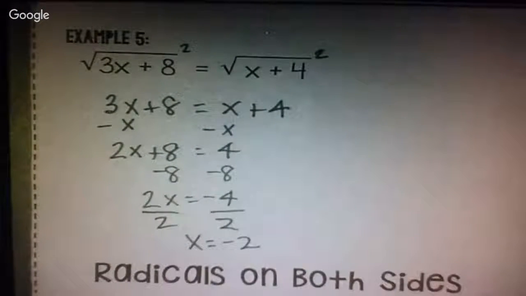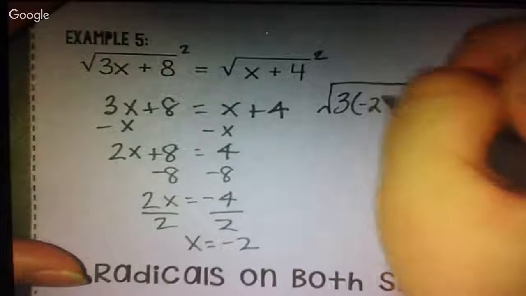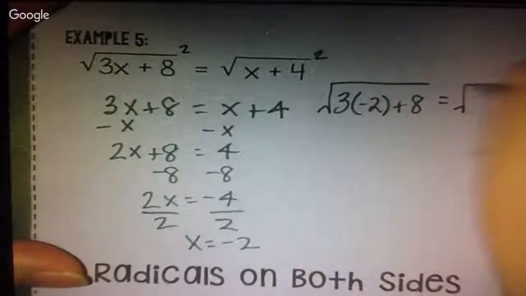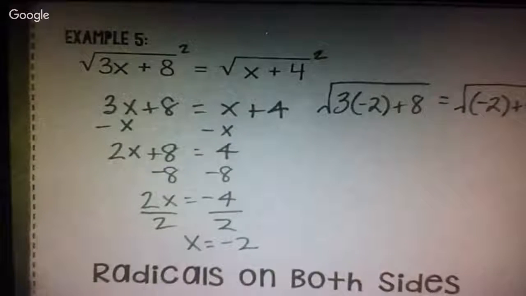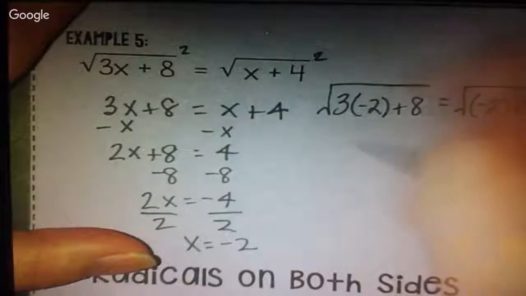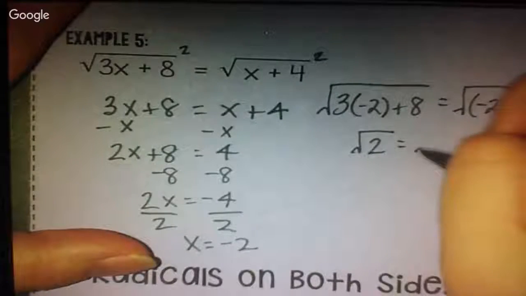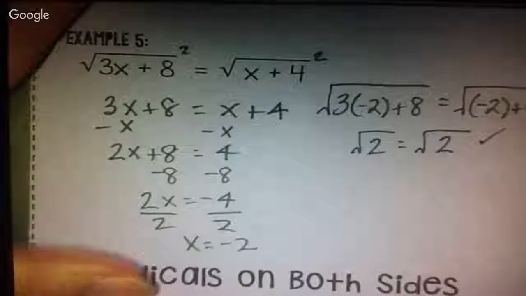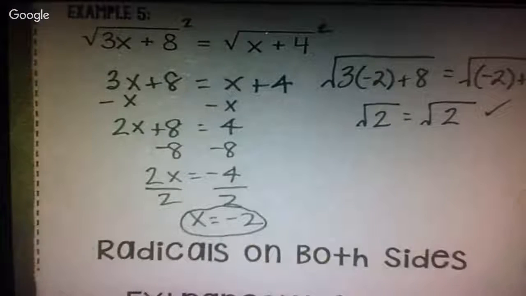Excellent. Again, we now plug this in and make sure it works. So we've got the square root of 3 times negative 2 plus 8, and on the other side, the square root of negative 2 plus 4. So negative 6 plus 8 gives me the square root of 2. And on the other side, negative 2 plus 4 is 2. Square root of 2 equals the square root of 2. So x equals negative 2 is your answer. So they just have to match up? Yep. Your left side has to equal your right side for it to work.